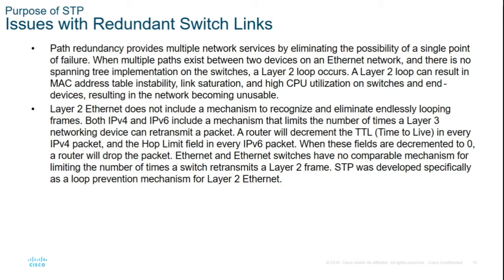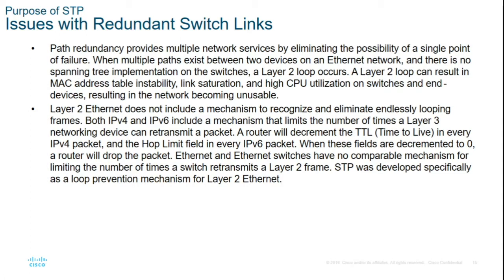Layer 2 loops can result in MAC address table instability, link saturation, and high CPU utilization on switches and end devices, resulting in a network failure. Layer 2 does not include mechanisms to recognize and eliminate endlessly looping frames, unlike IPv4 and IPv6, which include mechanisms that limit the number of times a Layer 3 network device can retransmit a packet.